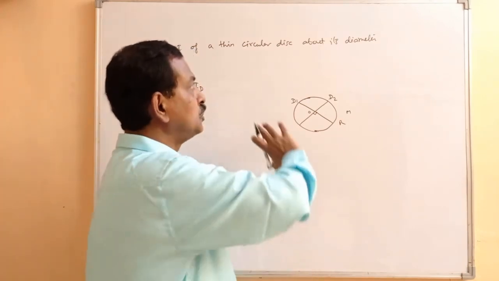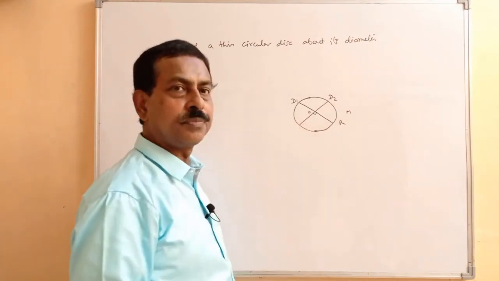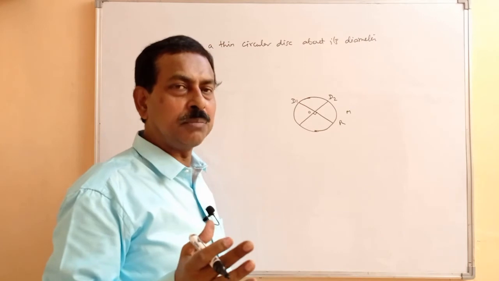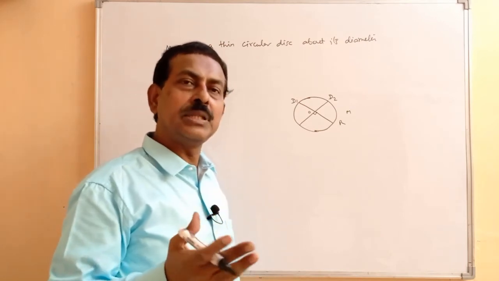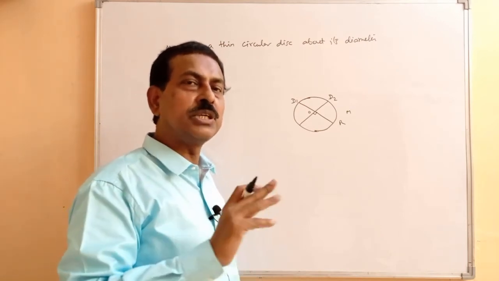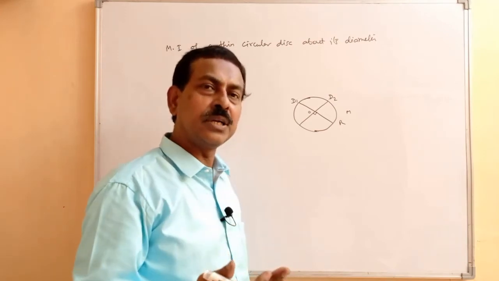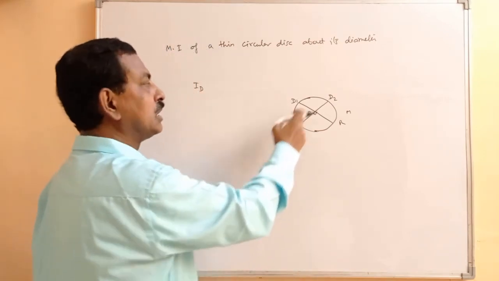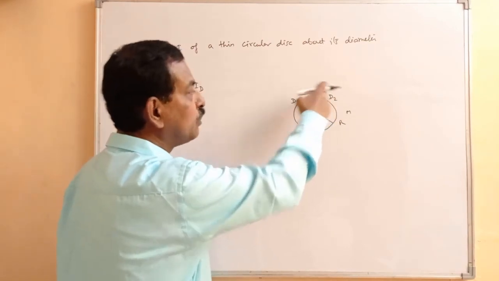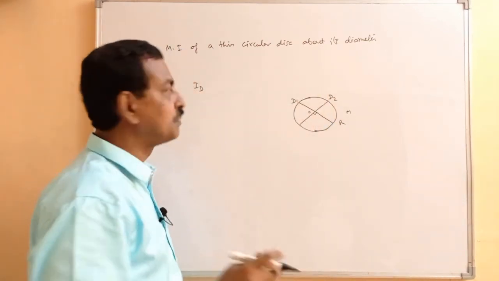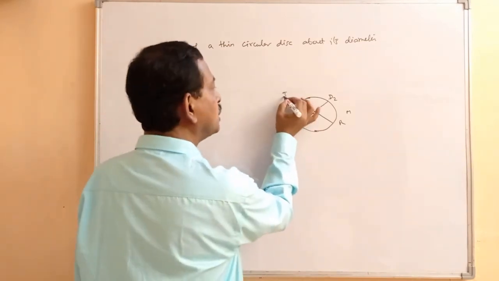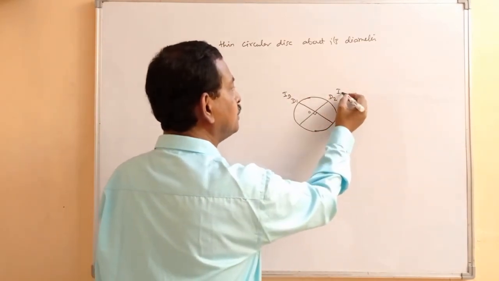Remember, for a uniform circular disc, suppose we take two mutually perpendicular diameters. The diameters will be identical. You cannot distinguish one diameter from the other. So obviously the moment of inertia about the diameter, whether you take d1 or d2, will be the same. So we take the moment of inertia about the diameter as Id.